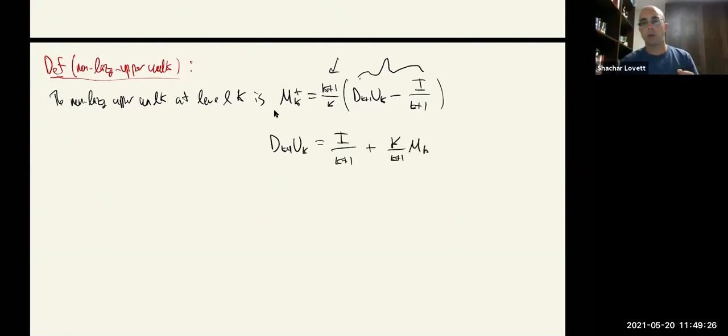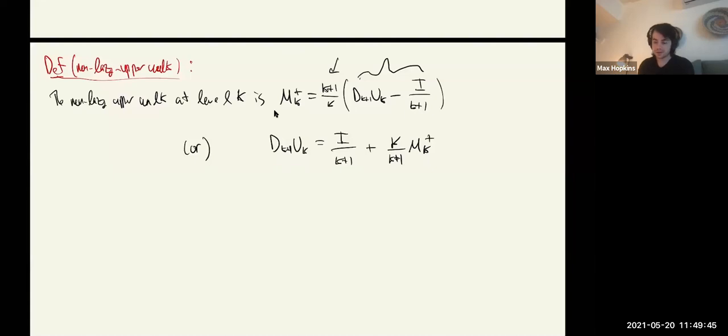MK plus. So it basically shows that what you're doing here is a lazy component, which is identity, happening with probability 1 over k plus 1. And otherwise, with probability k over k plus 1, you do something which is going to be the non-lazy upper walk that backs up to that. Right. And so this would be the equivalent of saying node edge node, like calling back to D2U1, which was the node edge node.